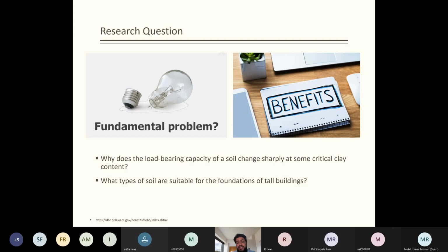An example here is what type of soil is suitable for the foundation of tall buildings. Let's say a region or a state in India is trying to build tall buildings. They are trying to figure out the right location to construct these tall buildings. So you do basic research like, okay, this type of soil is good enough for tall buildings, and these soils are not good enough for tall buildings. Basically, you are doing research that can be put to beneficial use.